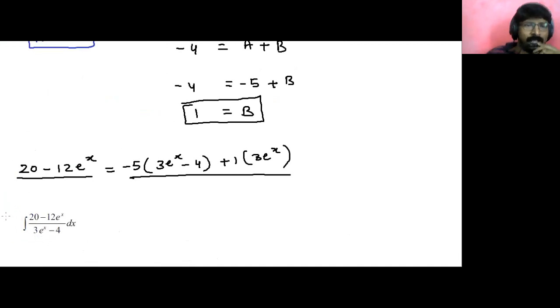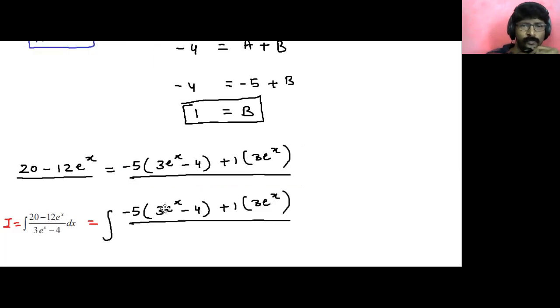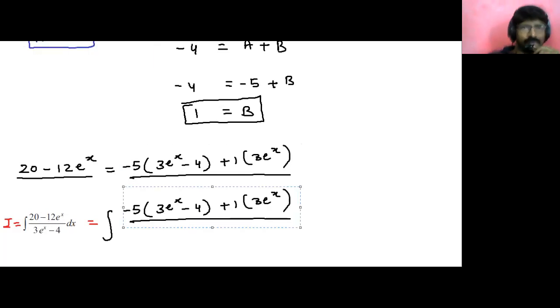Now this can be solved like this. This can be written as, look at this. Now, instead of writing 20 minus 12 e power x, I'll just copy paste this form, isn't it? So I'll just copy and paste. So I got the numerator. What about the denominator? I'll have to write the denominator as it is, 3 e power x minus 4 dx. Did you understand, guys? Anyone has any doubts? You can surely ask me till here.